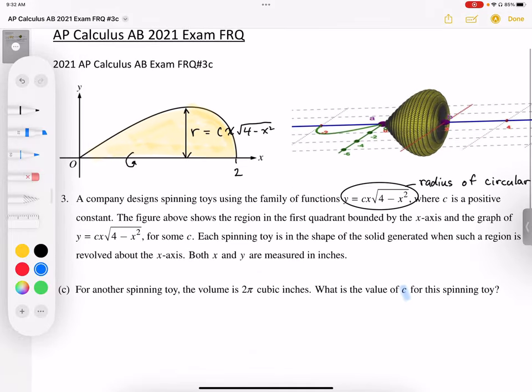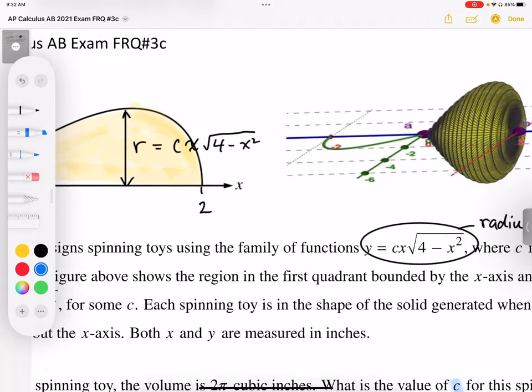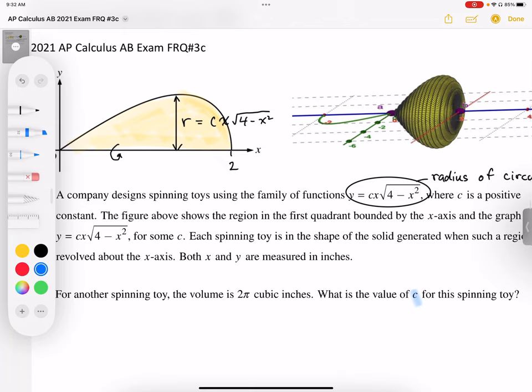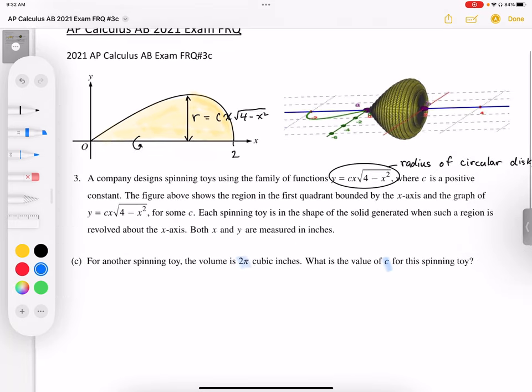So to do this, we're going to have circular slices, and those circular slices will have a radius of c x square root 4 minus x squared. And we need to figure out some c that's going to give us this volume of 2 pi cubic inches, the 2 pi cubic inches that's given in the question. Okay, so first of all, I need to set up an equation for the volume. And we know that the volume is going to be 2 pi.